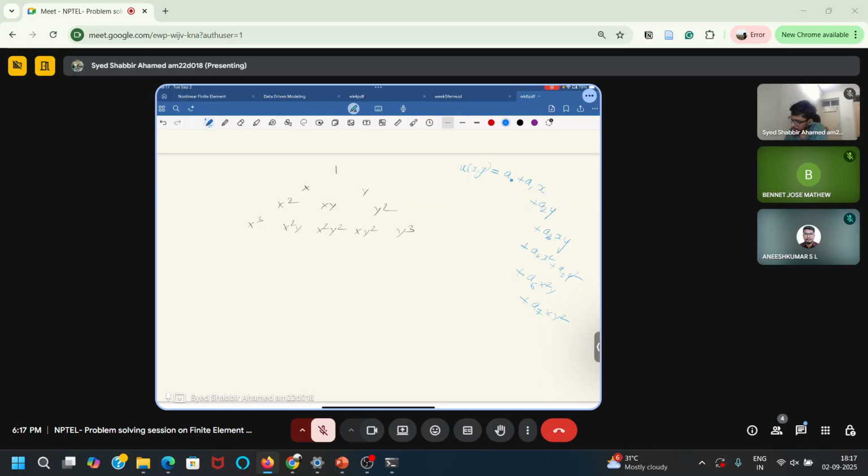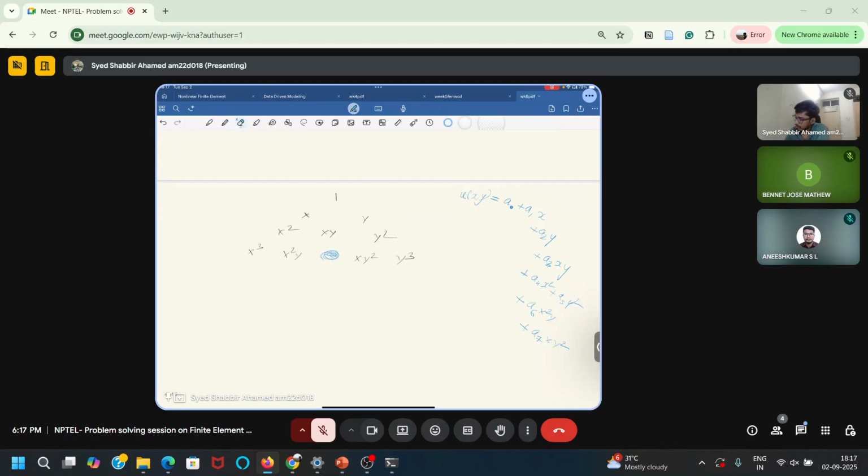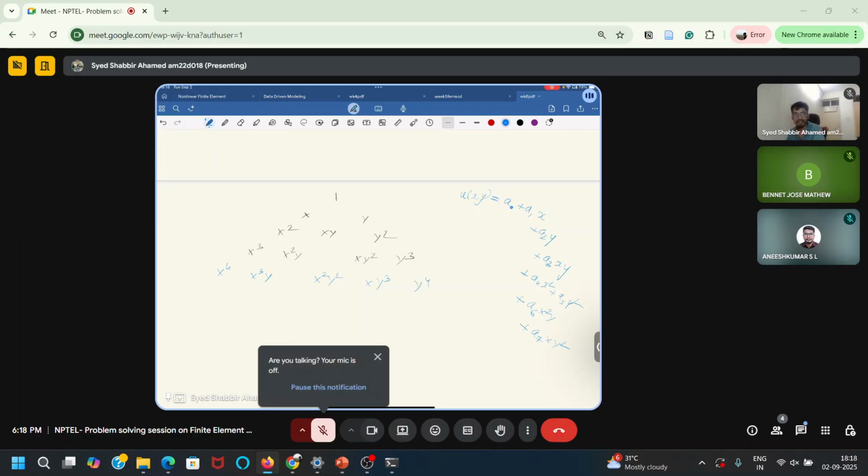This doesn't come first. This comes here. Some mistake. Here I have x power 4, and here I get x cube y. Here I can get x square y square, x y cube and y power 4. Yeah. Thank you very much.